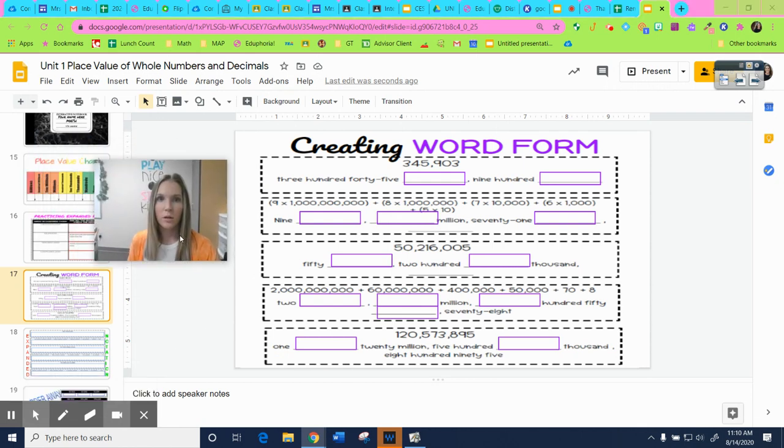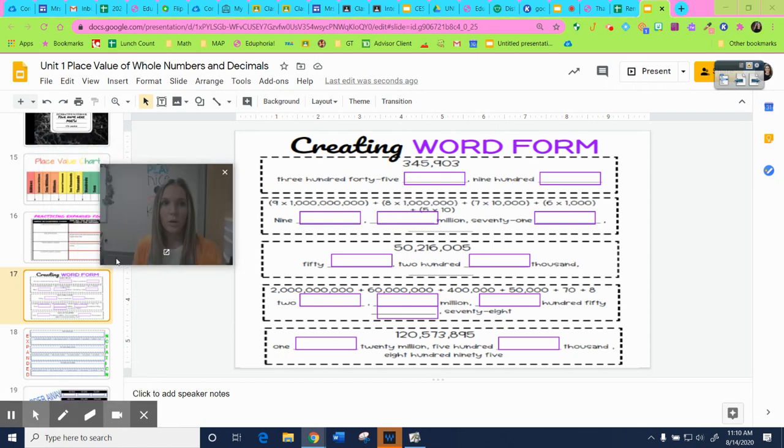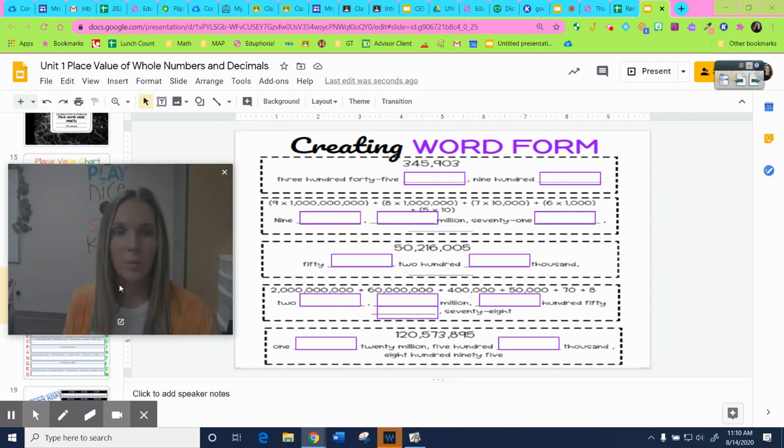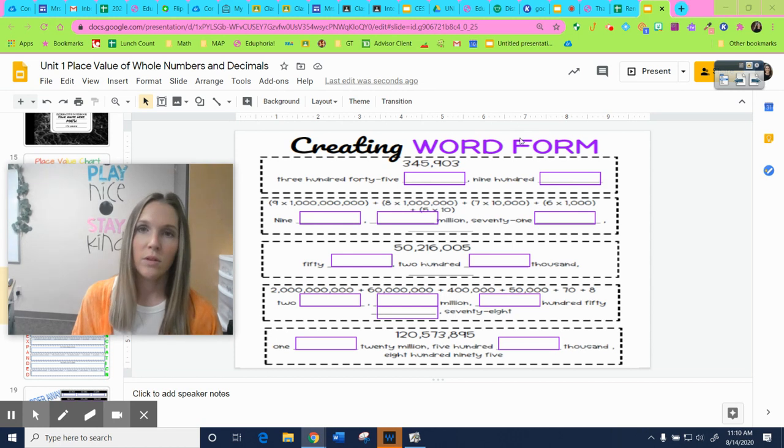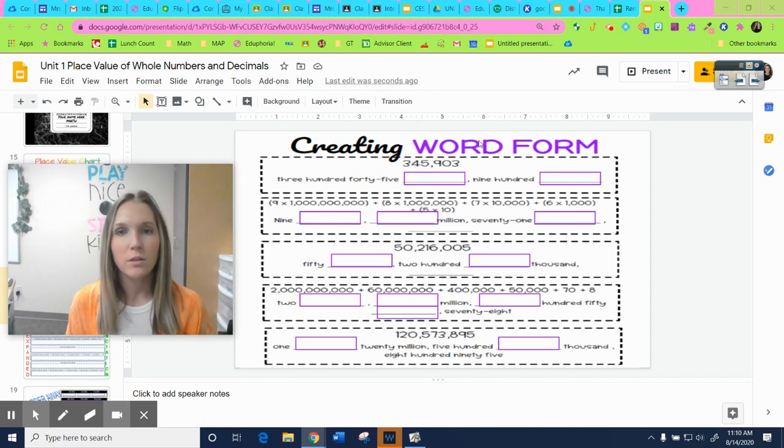All right, guys, here we are for word form. Word form is just when you're reading that number and writing those numbers in words, okay? The name of this form tells you exactly how to do it. Word form, write the number in words, okay?